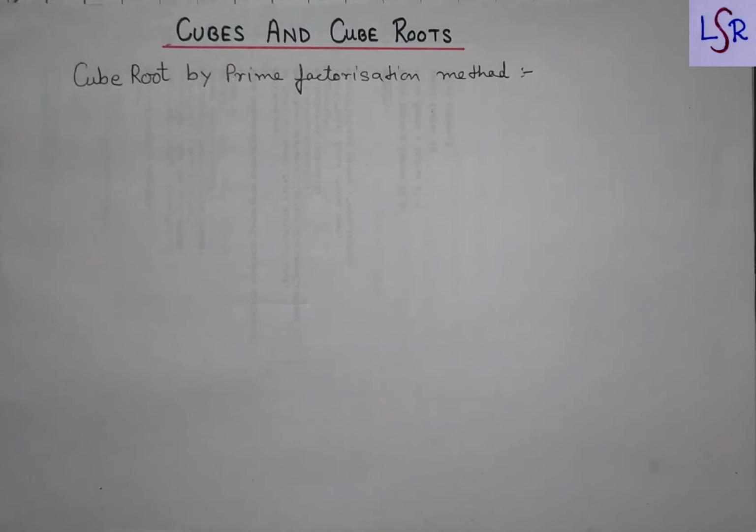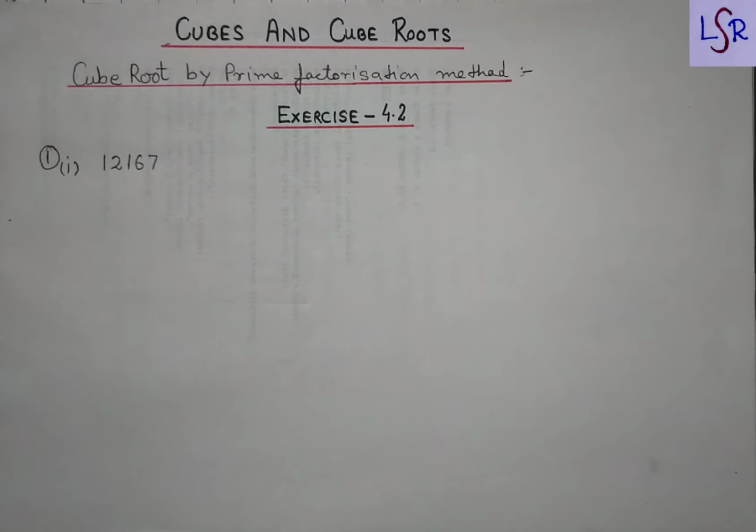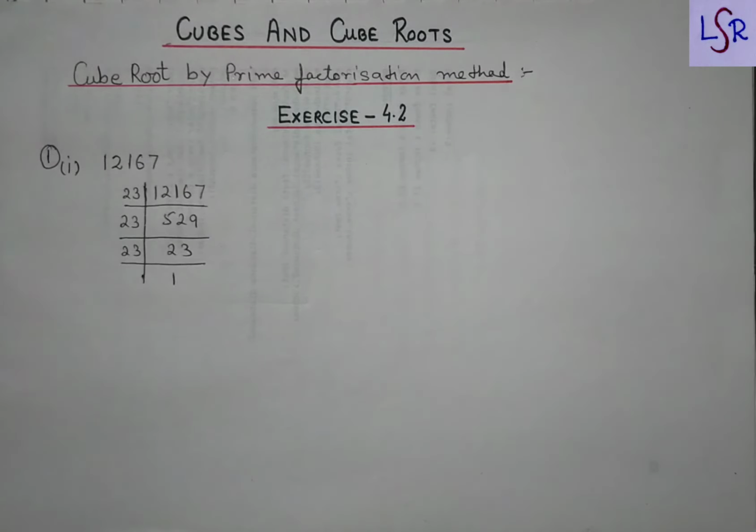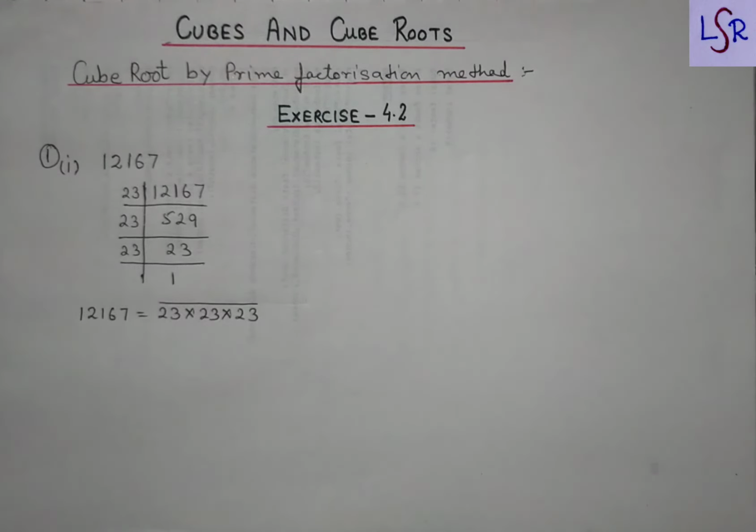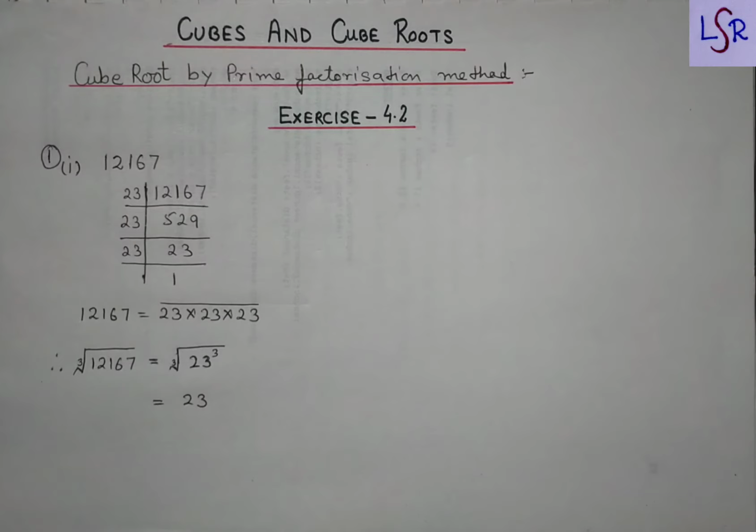Now let's start with Exercise 4.2. Here we start with the first part, 12,167. First of all we are going to find the prime factors of this one. Here we have got all the prime factors. Now we are going to write them in the form of a product. On grouping we have got only one triplet, of 23. Now the cube root of this number, here we have got the cube root of 12,167 as 23.